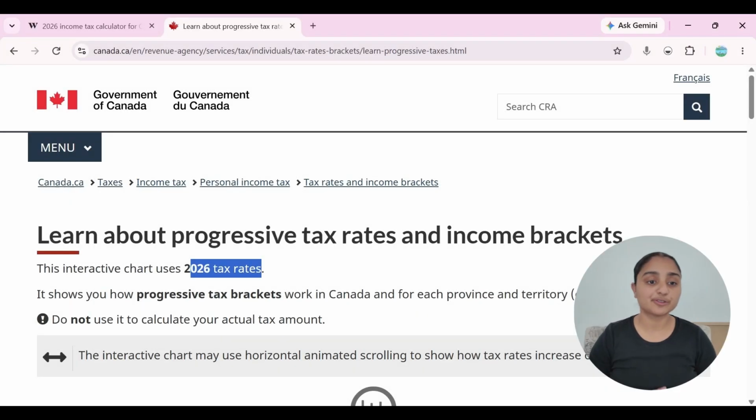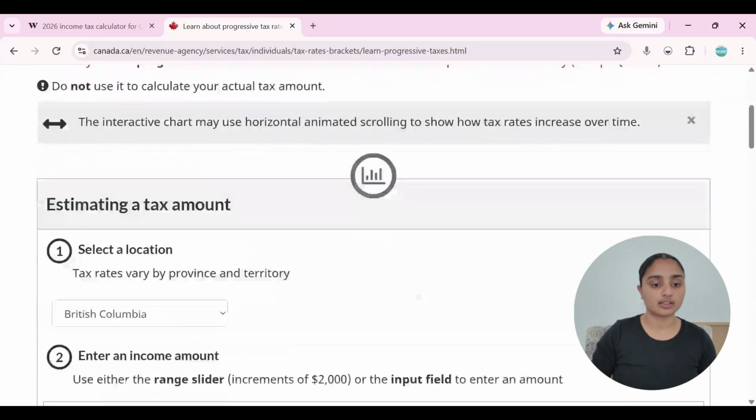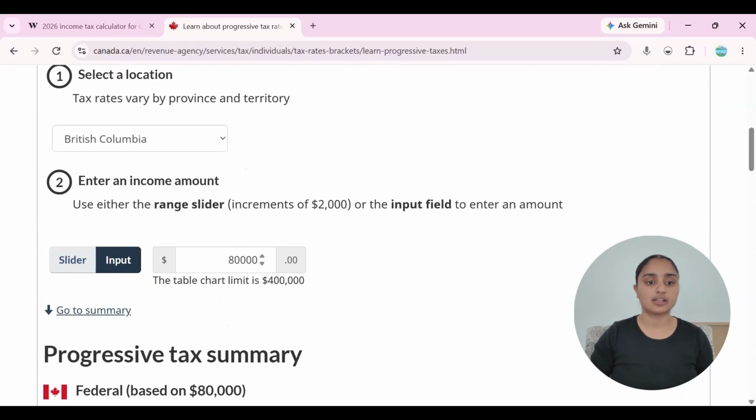There's this really cool tool that CRA has created that does a really good job of breaking down tax rates and income brackets. One other thing to know is that income tax is split into two parts. The first one is federal, that's the same all over Canada. And then there's a provincial part, which varies by province. In this tool, you select your location. I selected British Columbia, and then you input income. I'm just going to use 80,000 for this example, just so I can give a little bit of an example of what I'm trying to show.